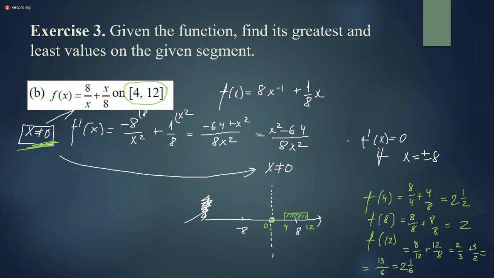I had to change the form in order to see. Now we see that 2.5 is of course greater than 2 and 1/6. So this will be the greatest. And 2 is evidently the least value. So the greatest function value is at 4, and that is 2.5. And the least function value on this segment is at 8. Sorry, at 8, and the value is 2.